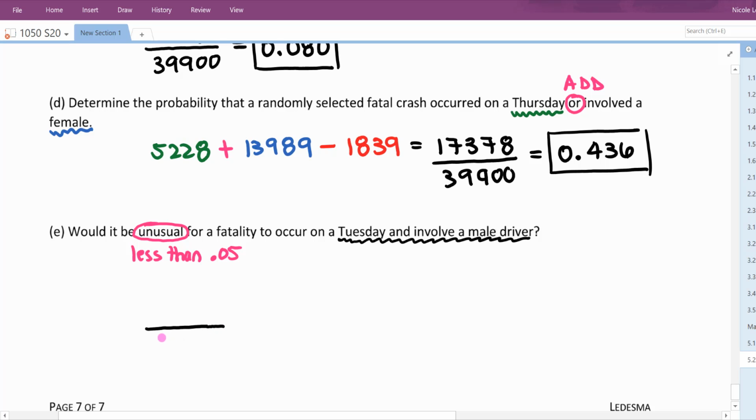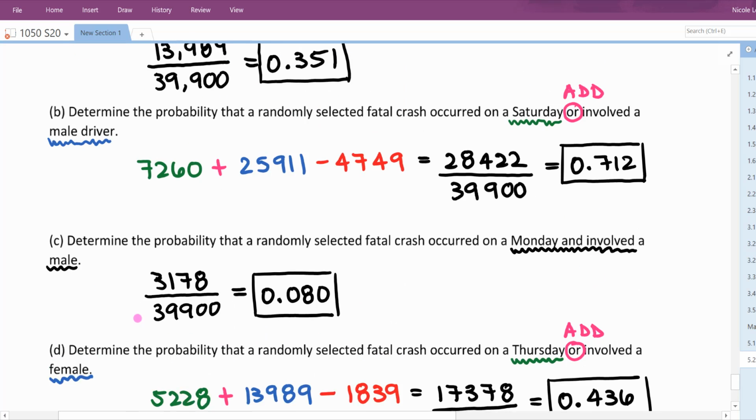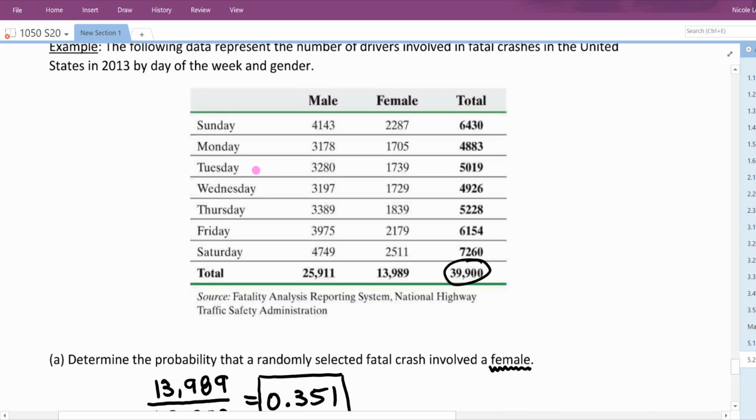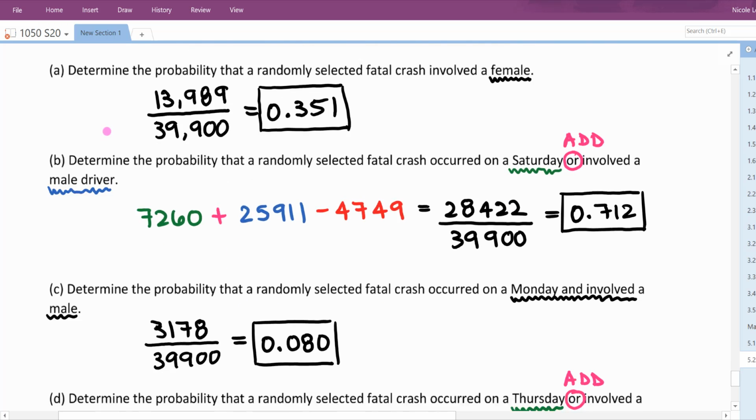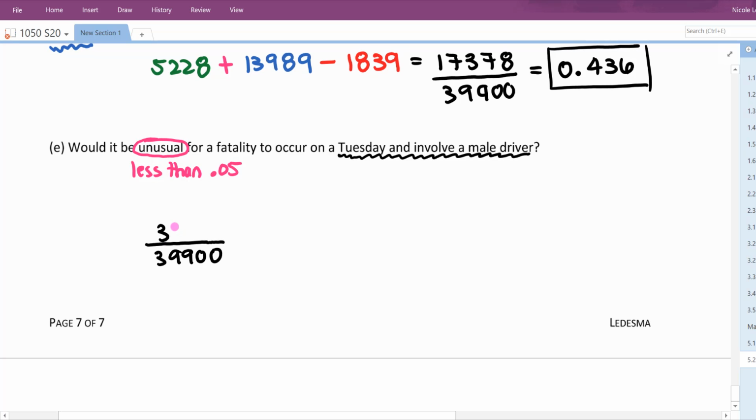Okay, so in our fraction, we'll have the total in the denominator. And then to determine what goes on top, I'll need to go back to the table and see how many crashes occurred on a Tuesday and involved a male driver. So it had to happen on a Tuesday and it had to involve a male driver. If it had to happen on a Tuesday, that's right here, but it also needed to involve a male driver, so that's going to be this group right here. So we had 3,280 crashes that happened on a Tuesday and involved a male driver. So then that number will go on top.